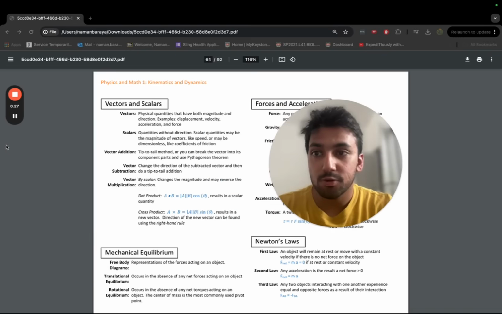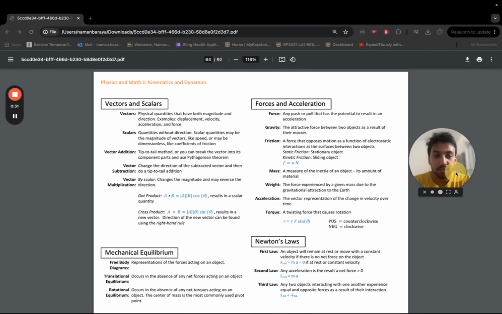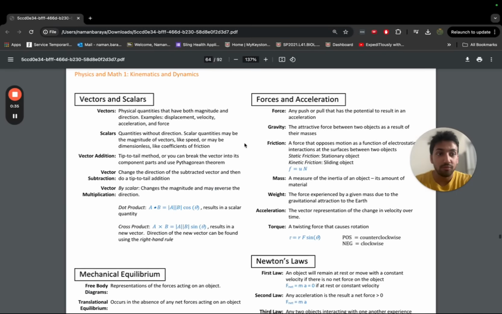So first thing we want to review is vectors and scalars. This first page is things that you want to know down cold because they're pretty important for the MCAT and also very fundamental things you need to know for the physics section. It's important to know the difference between vectors and scalars. Vectors are things that have both magnitude and direction, and scalars are just quantities that don't have a direction.